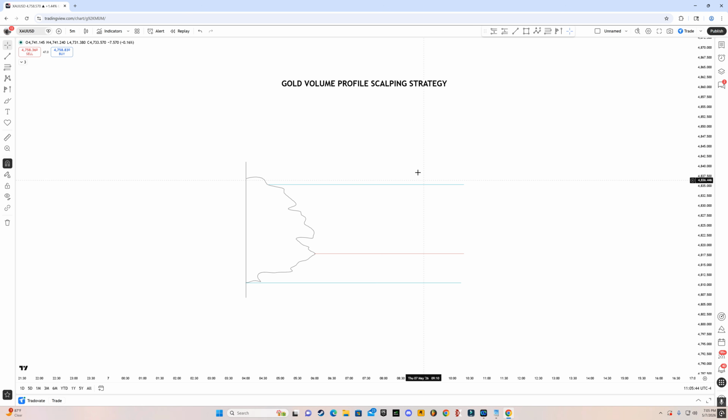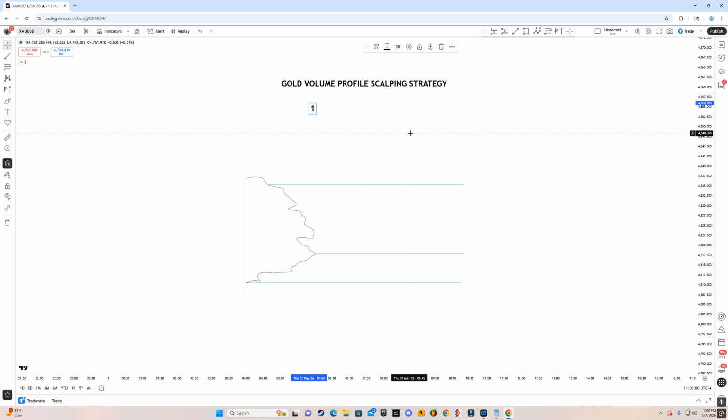So there are two ways to trade this strategy. There's a failed auction setup strategy, and then there is a breakout strategy that we're going to be using with the volume profile. And we're going to be using this with gold, and the time frame is going to be 5 minutes only. We're not going to look at the 1 minute. We're not going to look at the 15 minute.